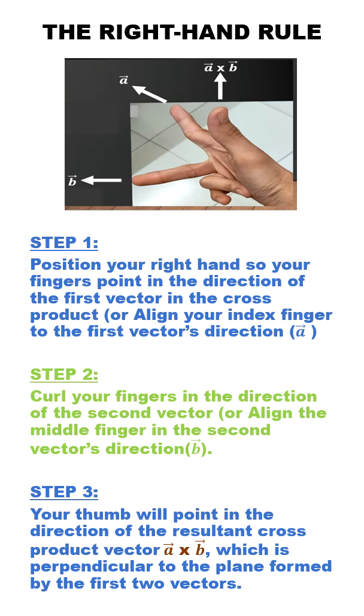The unit vector which is perpendicular to A and B both can be in any of the directions. So to determine the direction of A cross B, we use the right hand rule. Align your index finger to the first vector, say A. Align the middle finger in the second vector's direction, which is say vector B. Then your thumb will point in the direction of the resultant cross product of vectors, which is A cross B.